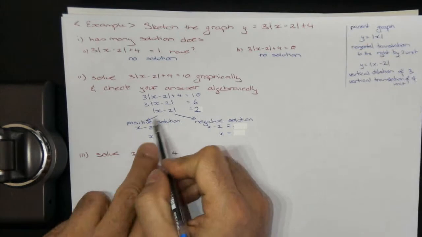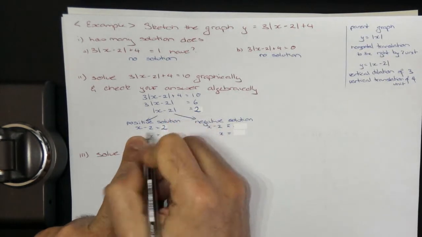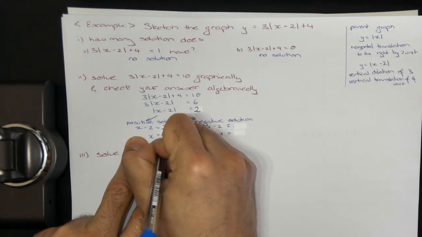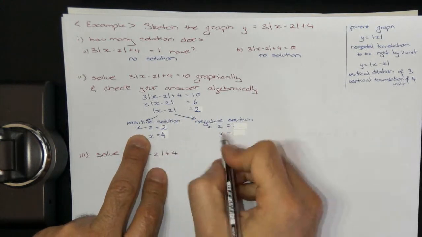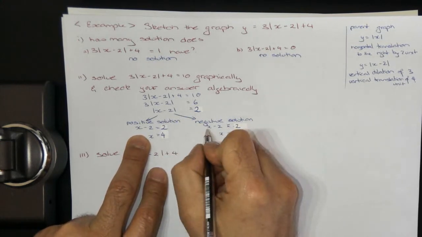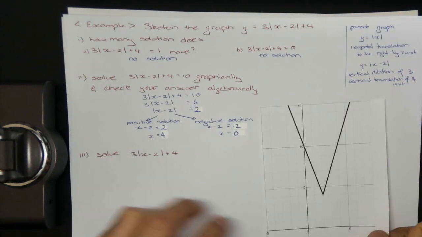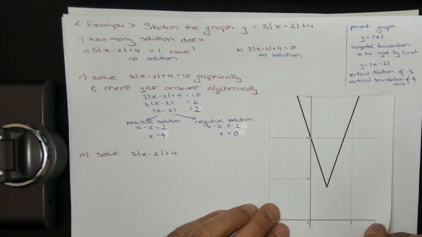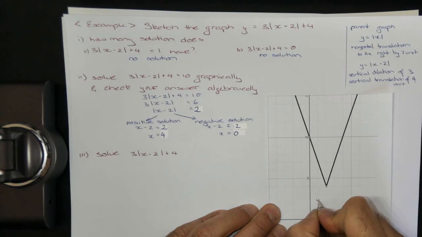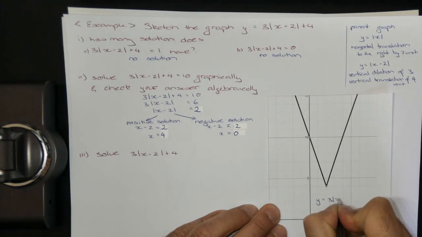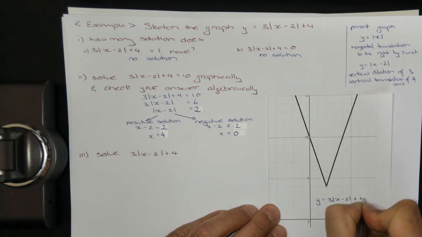Okay, we still have the positive solution, so that would be 4. That's going to be 2. So that's going to be 0. Now using our graph, this is y equals 3 lots of absolute value of x minus 2, plus 4.